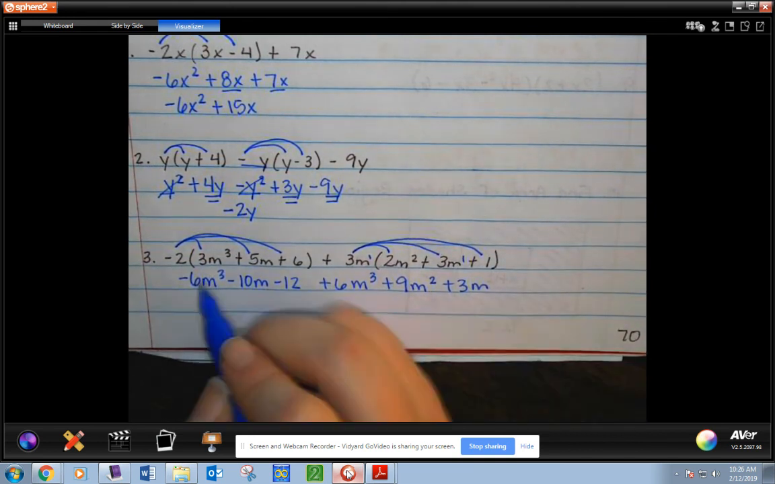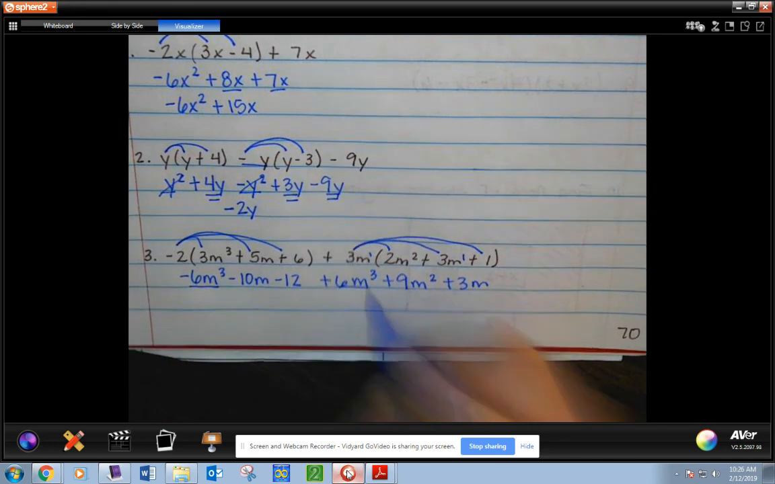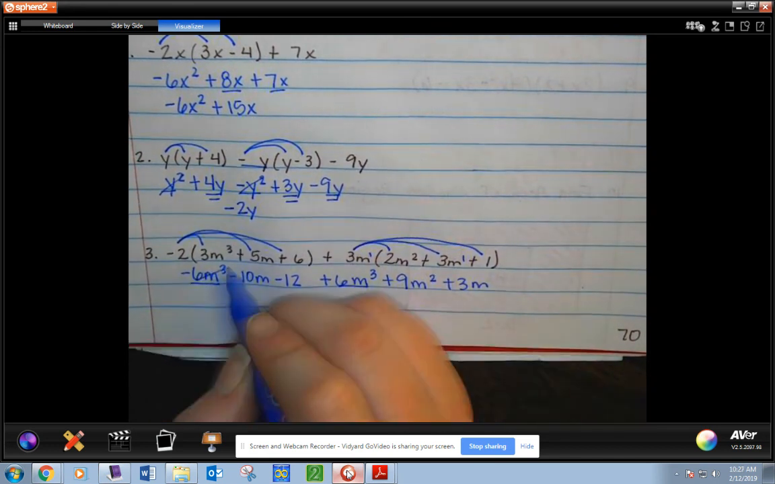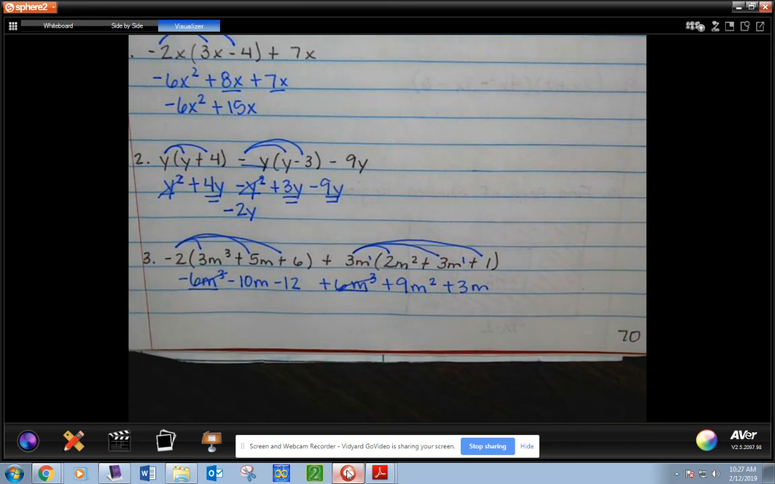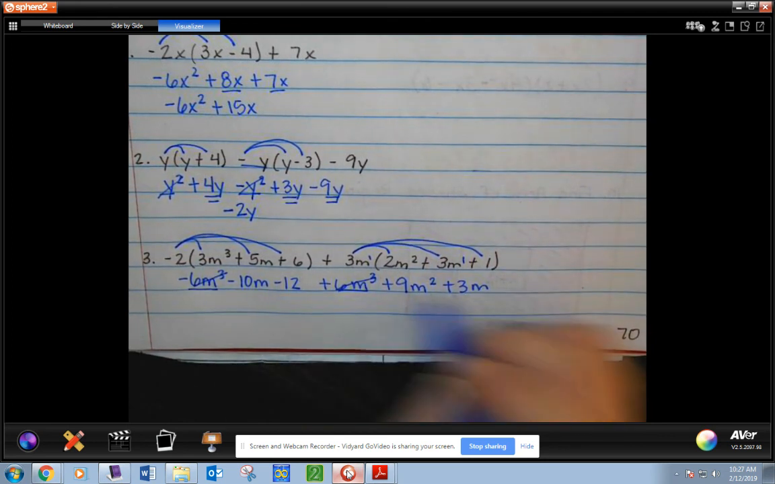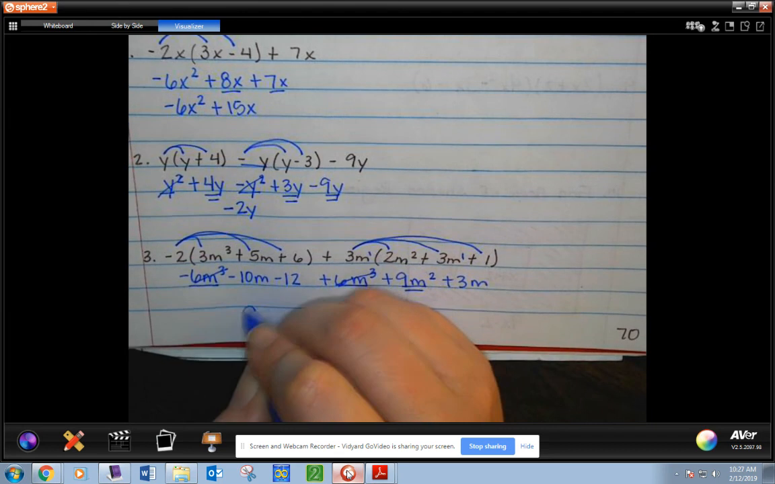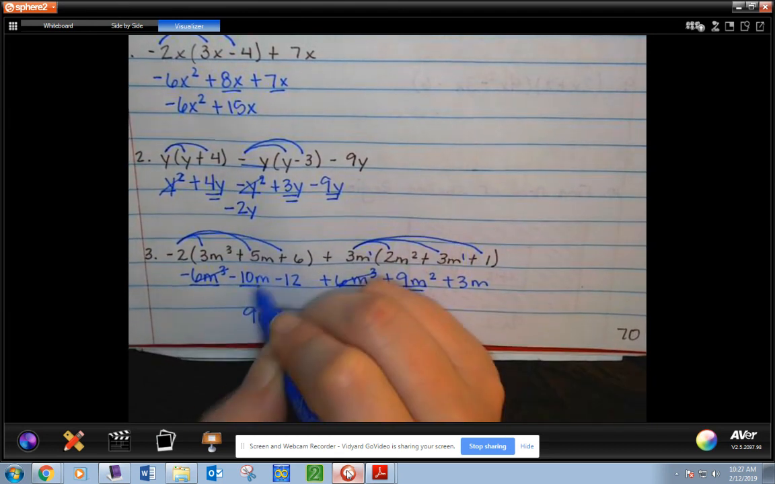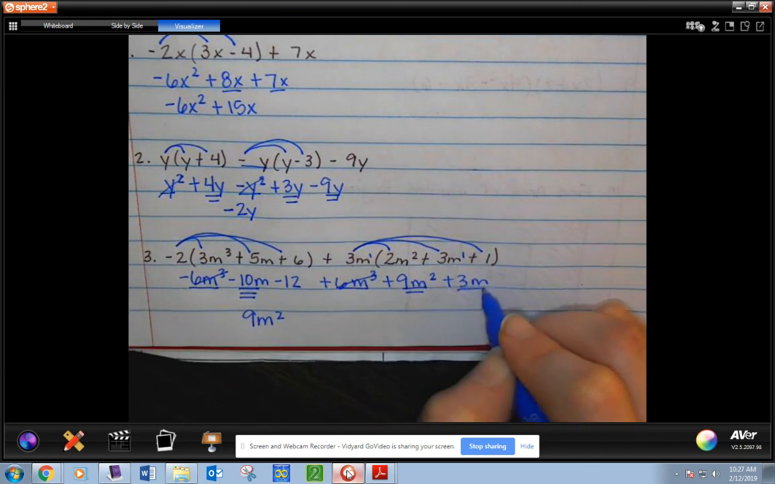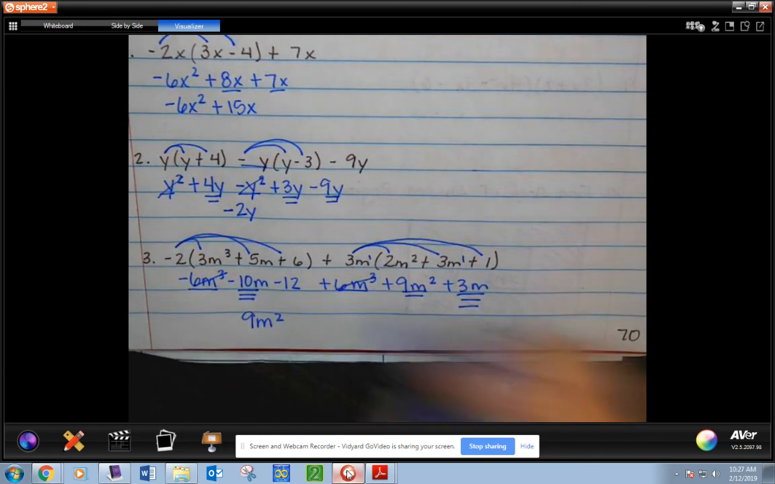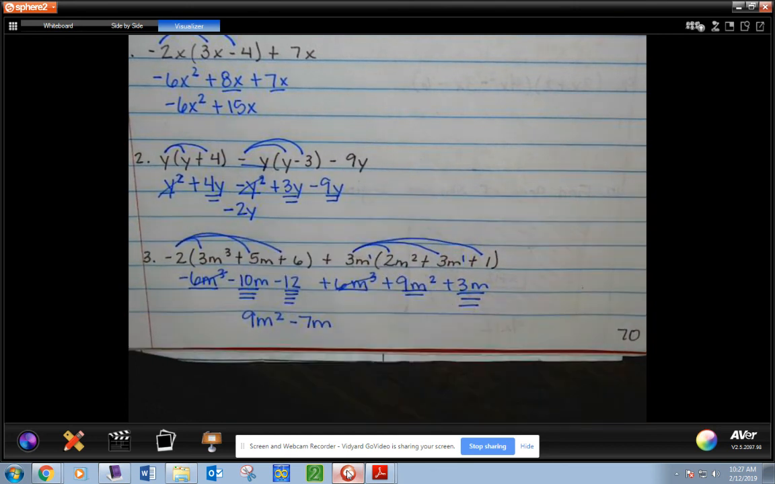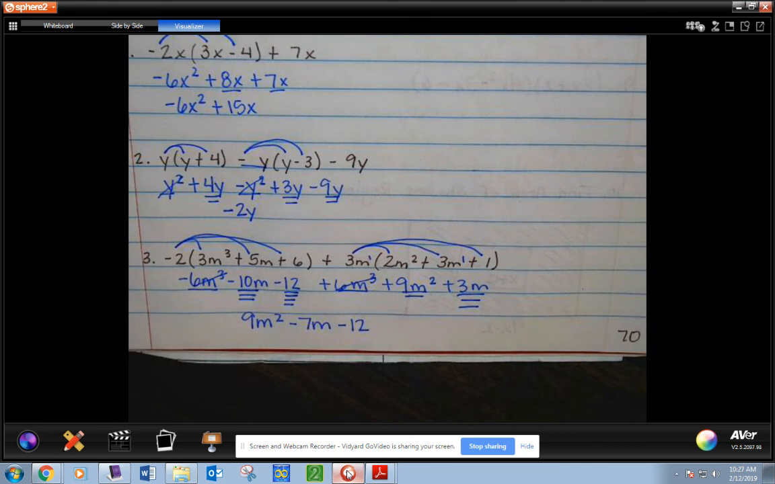I'm going to start with my m to the thirds because that's the biggest one, and we're going in standard form. So a negative 6 plus a 6 cancels because they're the same number with opposite signs. I'm going to move to my squareds. I have a 9m squared. Now I'm going to move to my m's. A negative 10 and a 3 makes negative 7m. And now last I just have my constants, which is a negative 12. And there's my final answer. If you have any questions, let me know.